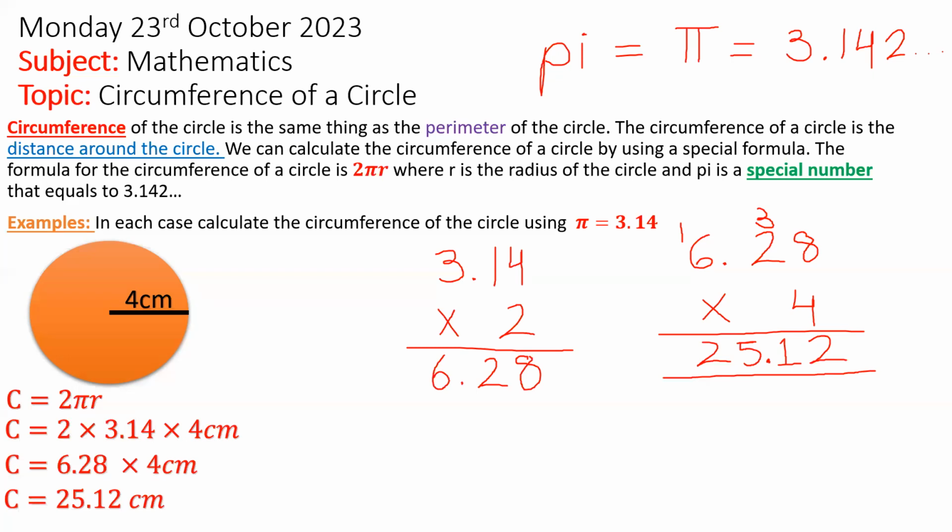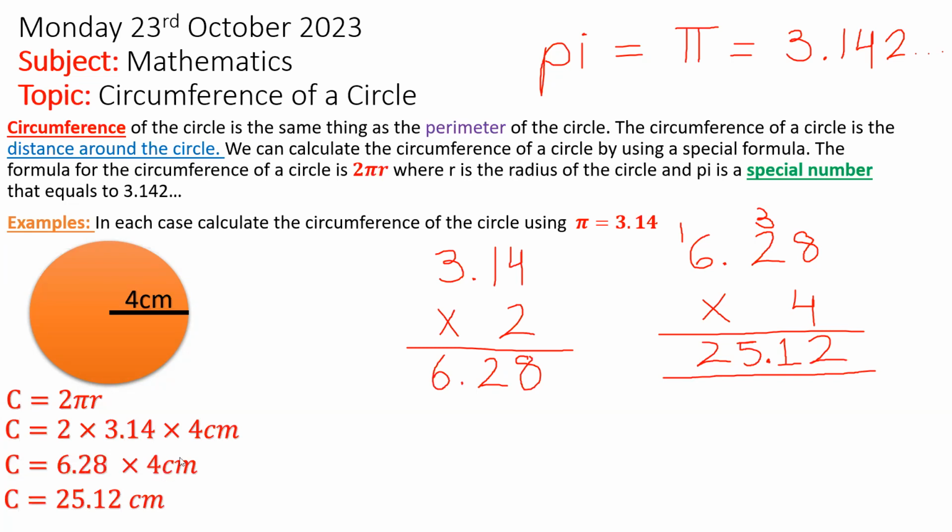When we multiply 2 times 3.14, what do we get? 6.28. 6.28, very good. Are we done or do we have one more step? No, that's not it. Okay, so we have to multiply 6.28 by what? By 4. 4 centimeters, good.